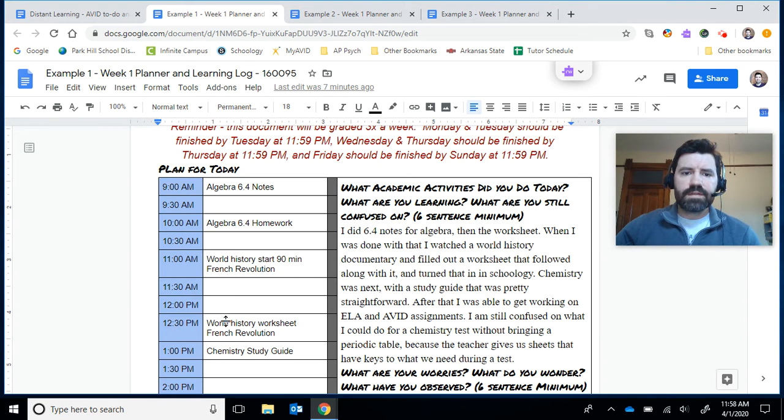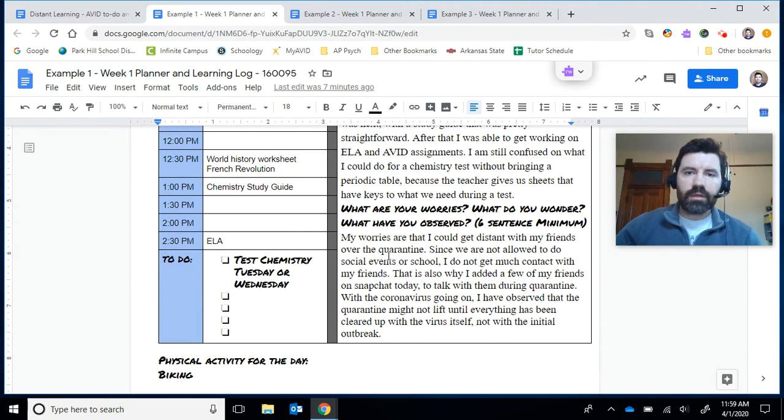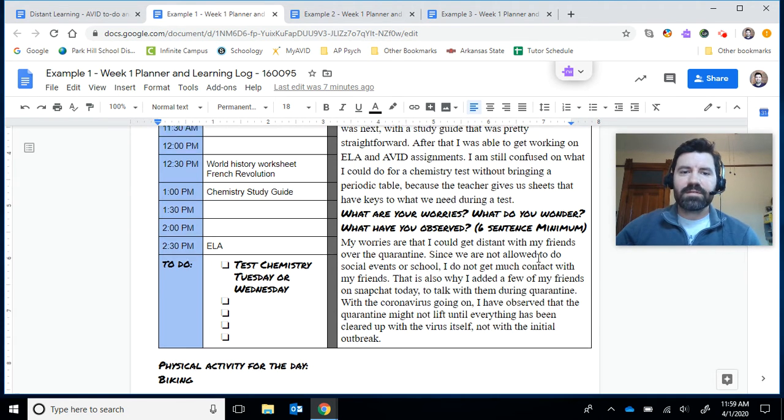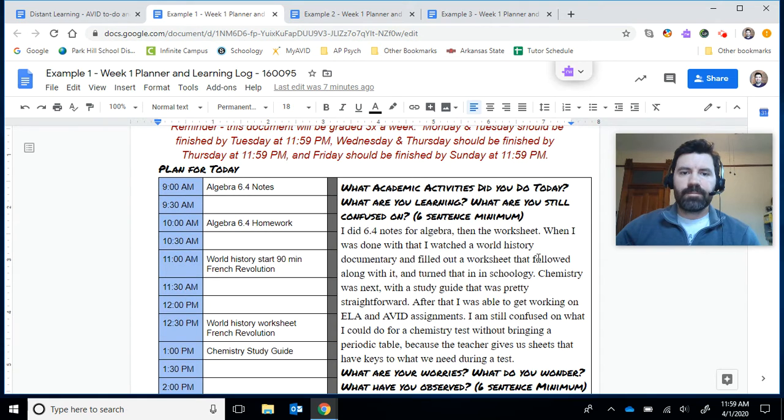You can see on the left-hand side, it's pretty specific: Algebra 6.4, world history started a 90-minute French Revolution, chemistry study guide. And then on the right-hand side, it specifically tells me what the student is doing in those classes. What are the worries? Talks a little bit about the quarantine, talks about friends, adding people on Snapchat, curious about how long the virus is going to last. So that's exactly what I'm looking for.